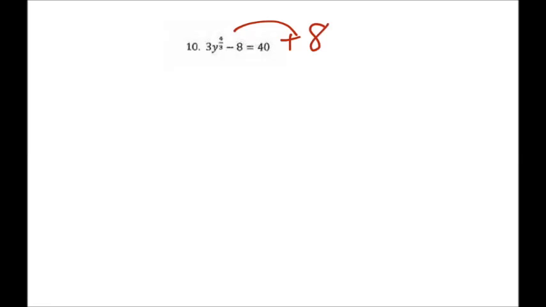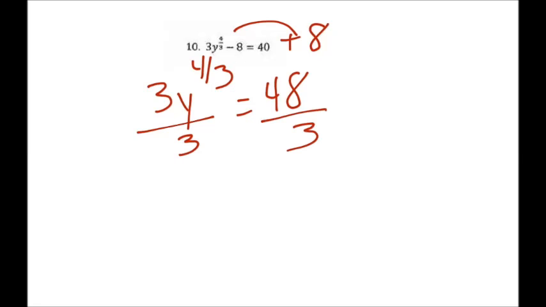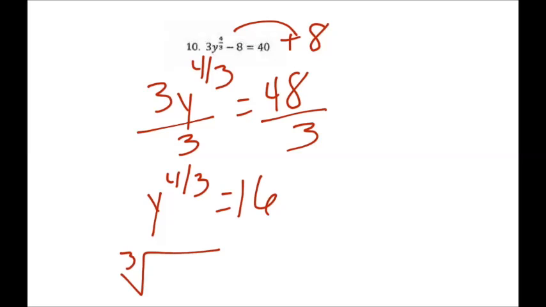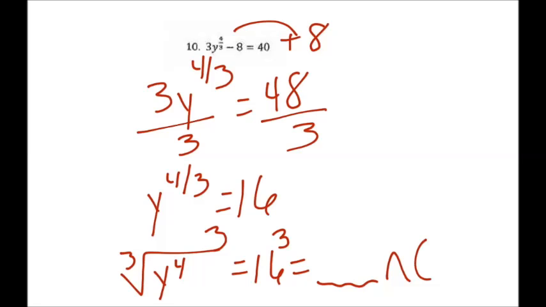Move your 8. 3y to the 4/3 is equal to 48. Divide by 3. y to the 4/3 is equal to 16. That means the cube root of y to the 4th is equal to 16. So you're going to cube both sides. You're going to get something, and then you're going to root it to the 1/4. Your final answer here should be y equals 8.